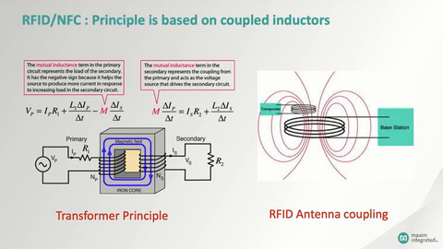Once the tag has been powered up, it can receive data from the reader by demodulating the carrier signal, and it can send data back to the reader by just varying the load impedance that the reader sees.